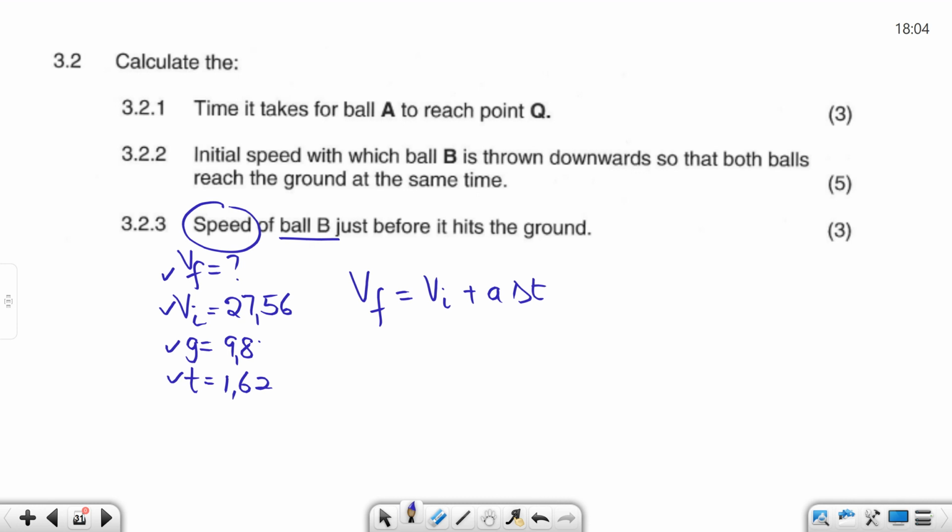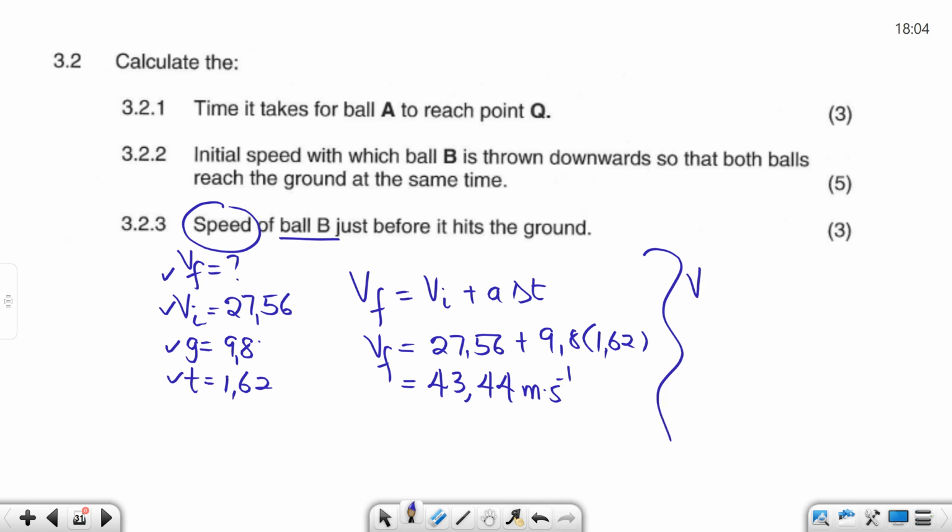All right. So, VF, what's our VI? 27,56 plus 9,8 and 1,62. We're done. What's your answer? 43,44 meters per second. Confirmed? All right, it's fine. So we can also use what?